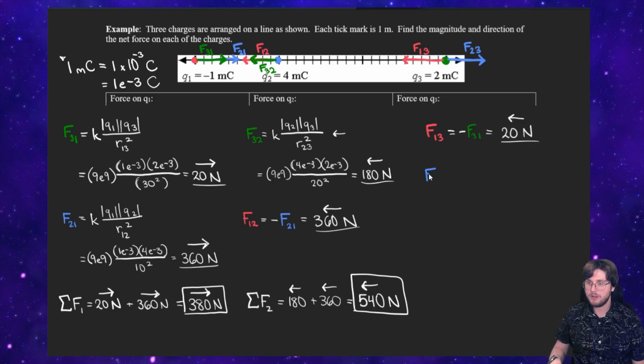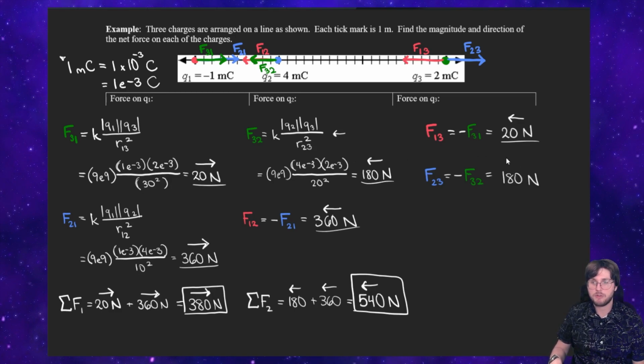So over here, F23 is going to equal, let's see, there we go, the negative of F32. So there's our pair. Again, this force is going to have the same magnitude, 180 newtons, but it's going to be opposite in direction. So instead of going to the left, it's going to be going to the right. And with that, we can find the net force on Q3.